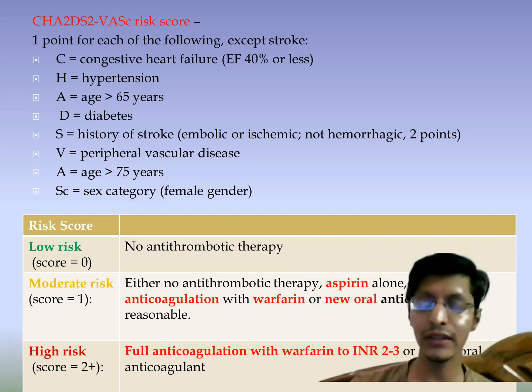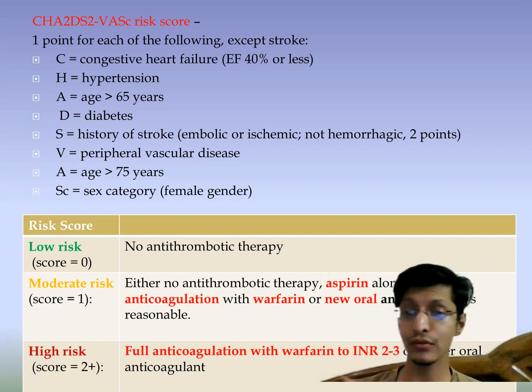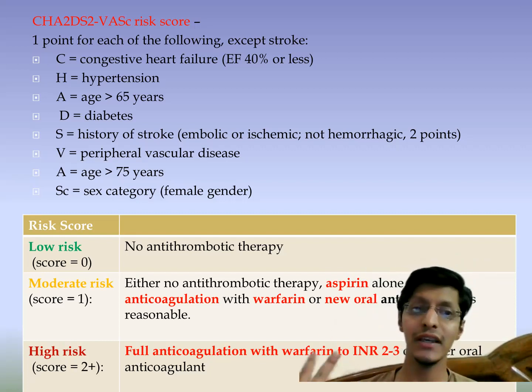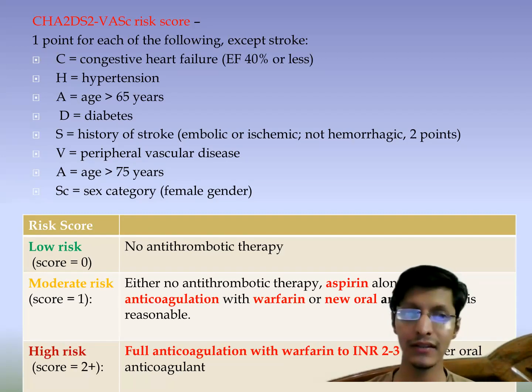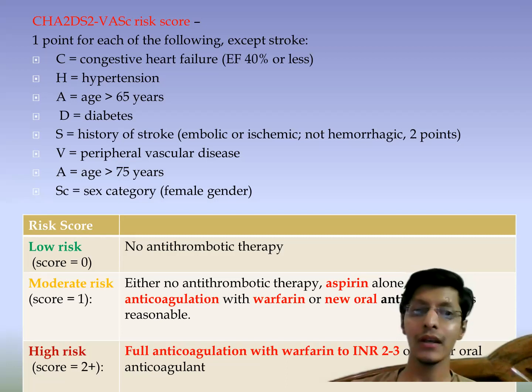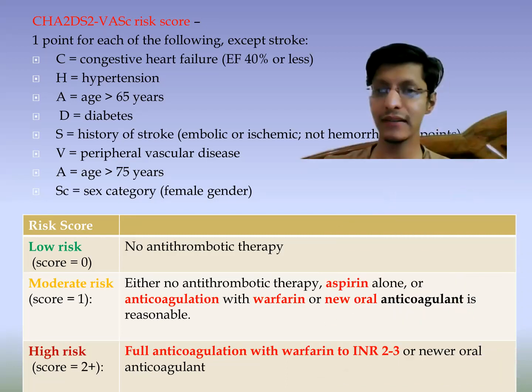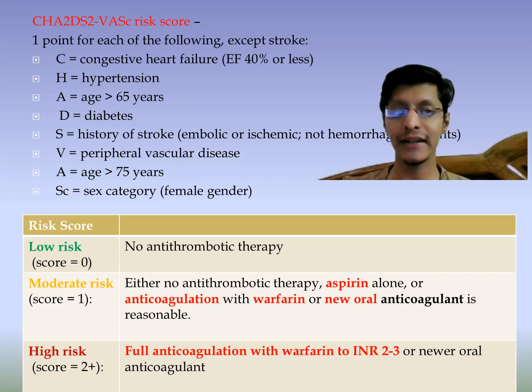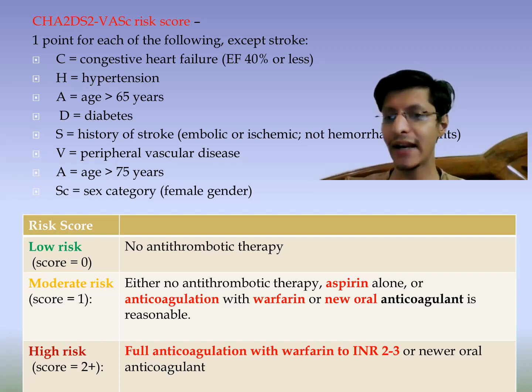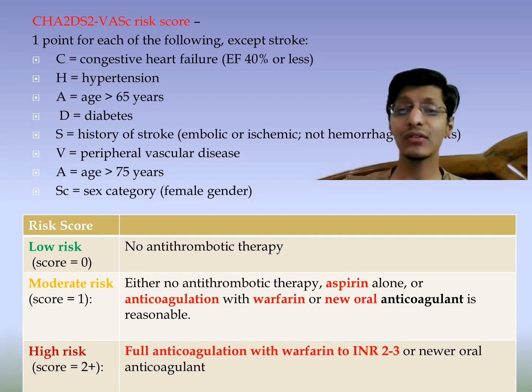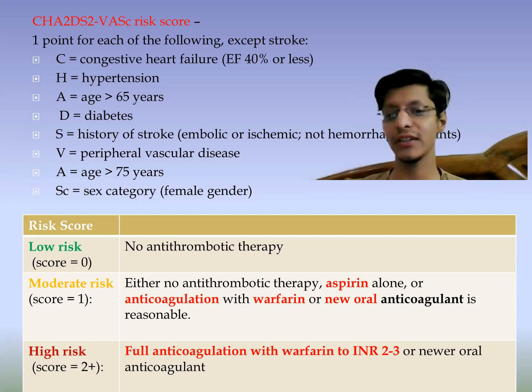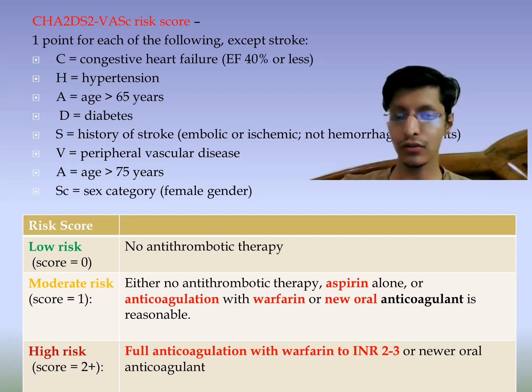So what is the CHA2DS2-VASc score? There's also a HAS-BLED score. So what is the CHA2DS2-VASc score? There's congestive heart failure, hypertension, age more than 65, diabetes, history of stroke which is given 2 points, peripheral vascular disease, age more than 75 years, and category. Along with that, if the score is 0, there is no need to give antithrombotic therapy. If the score is 1, aspirin alone will do well, or you can give anticoagulation with warfarin or NOACs. If the score is 2 or more, you have to give the patient full anticoagulation with warfarin to maintain the INR of 2 to 3, and you can also give NOACs.